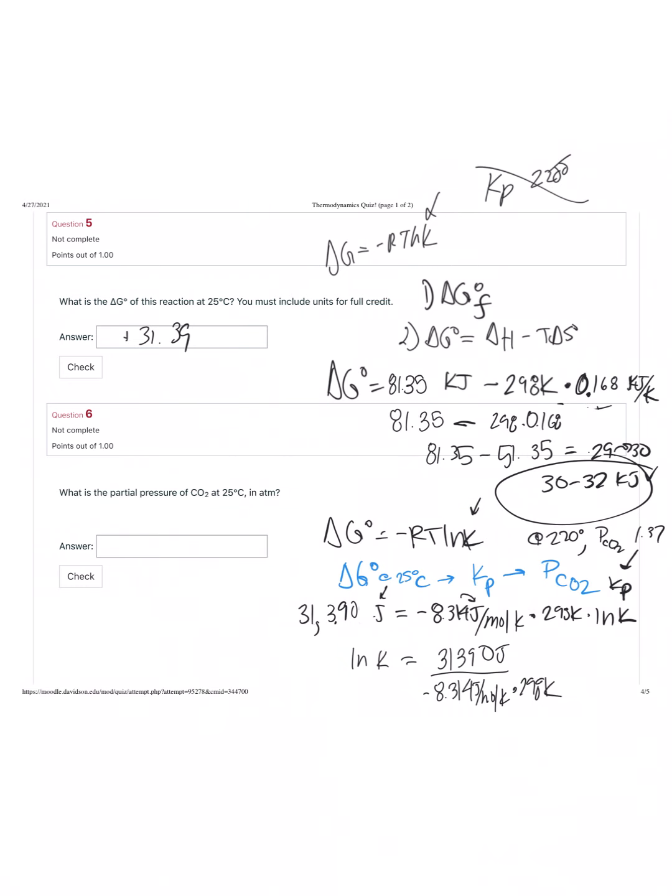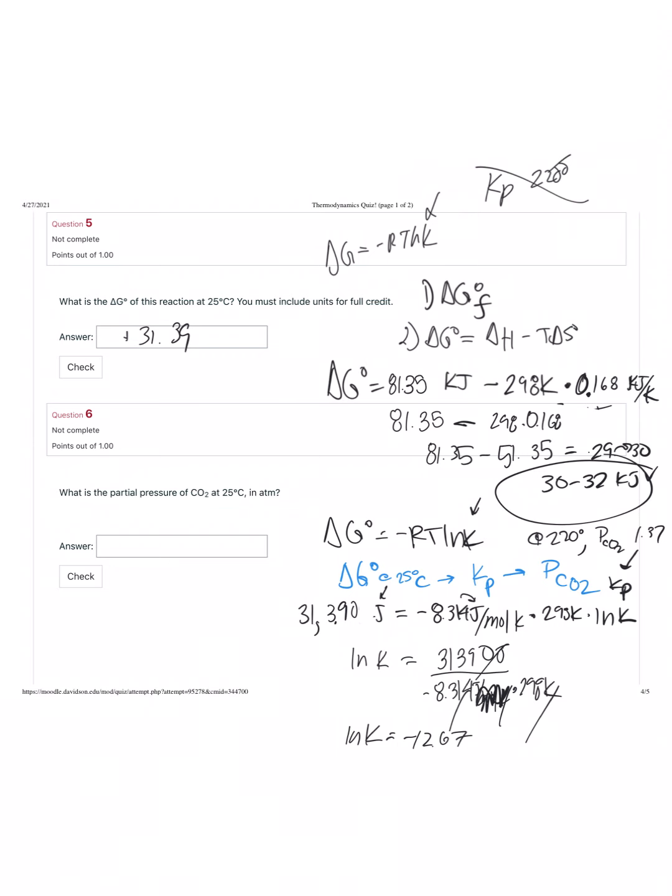How do you know if you're right? We cancel out our Ks, our joules cancel out, and I guess we really didn't have to include our moles anyway. So we have no units. That's good. Equilibrium constants have no units. Now let's crunch the math here: 31390 divided by negative 8.314 divided by 298. We get natural log of K is equal to negative 12.67.